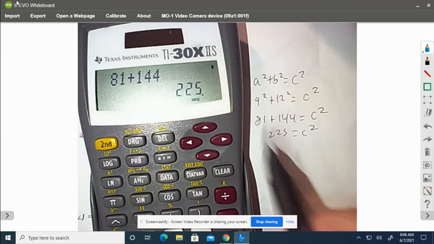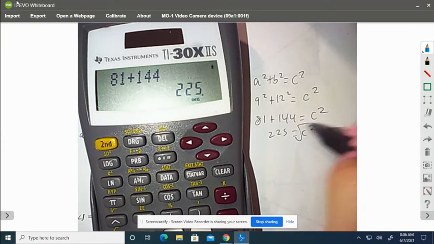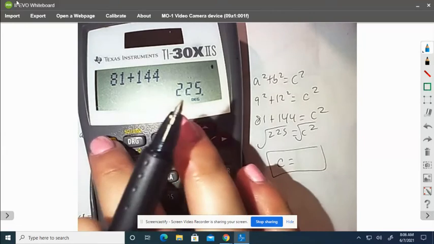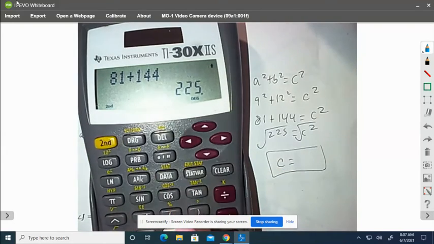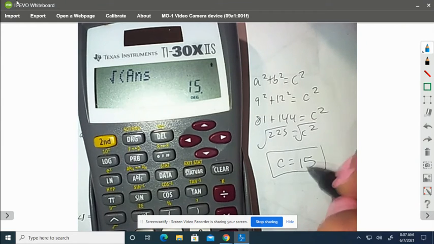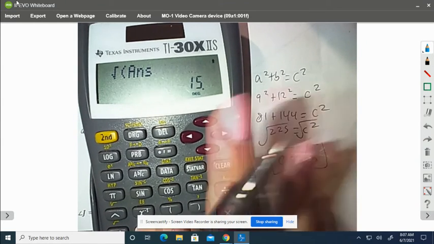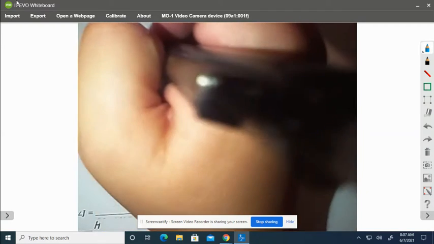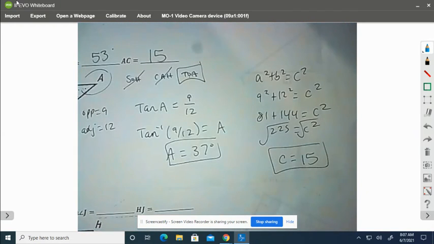Then to finish solving this equation, I would take the square root of both sides. What is the square root of 225? If you don't know it, I would hit second, square root, second answer, or type in the 225. The square root of 225 is 15. So that's one way you could find the missing side. AC is 15.